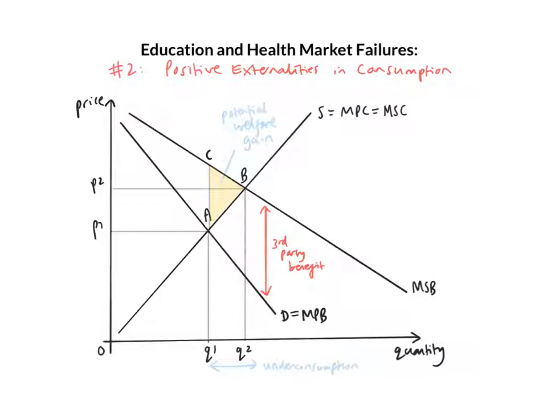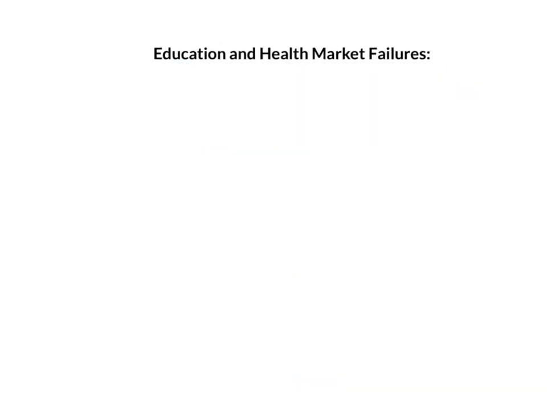The third market failure we're going to look at is inequity, which is probably the hardest of them to understand, and it results from an unequal distribution of resources. But equality and equity are not the same thing.